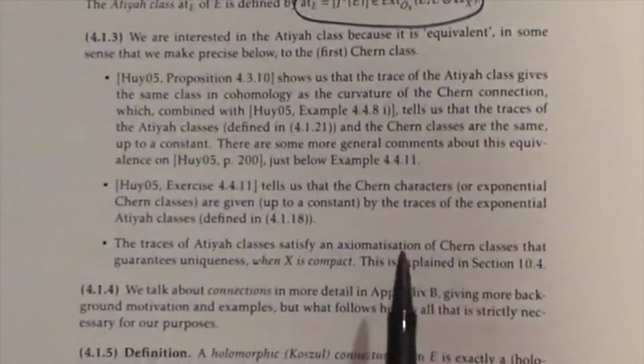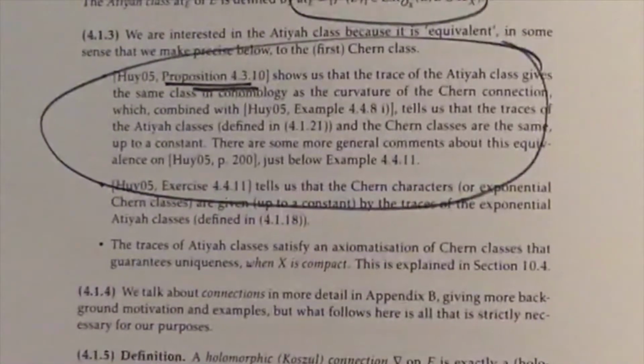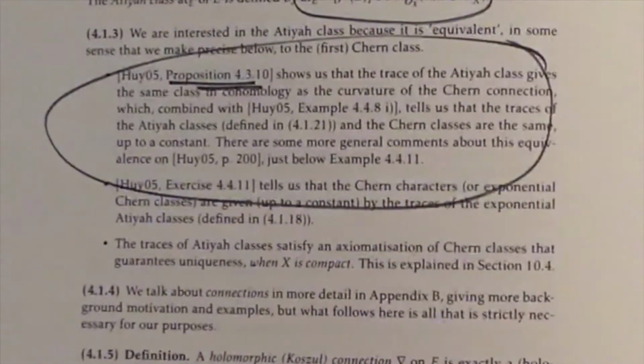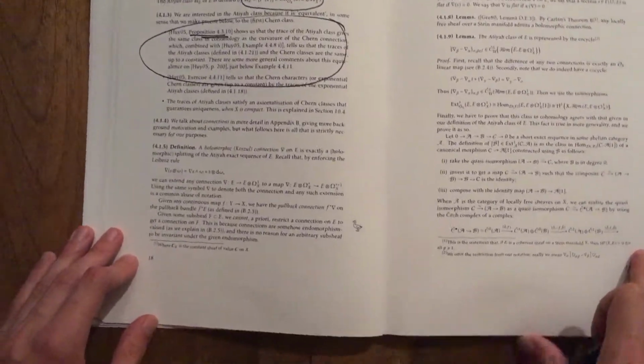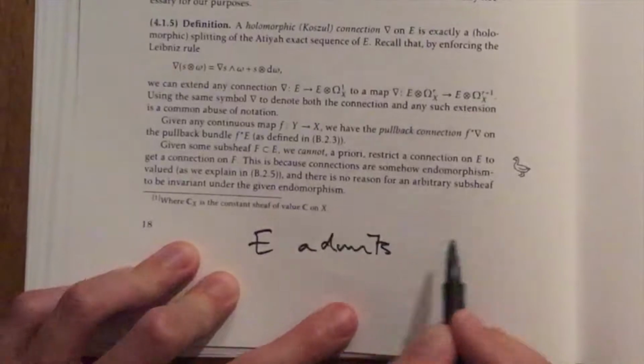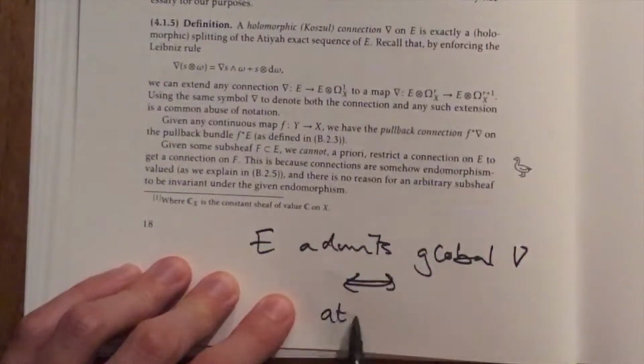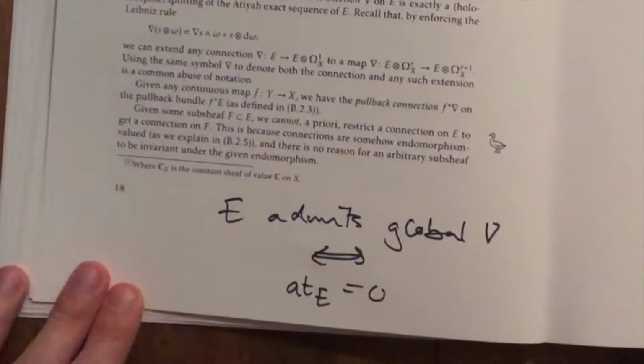It is a nice classical fact that the trace of this class is the same as the first Chern class. This is a result found in Huybrechts, for example. But it's also the case that this class describes the obstruction towards E admitting a global holomorphic connection. Indeed, a holomorphic connection is exactly the data of a splitting of this short exact sequence.